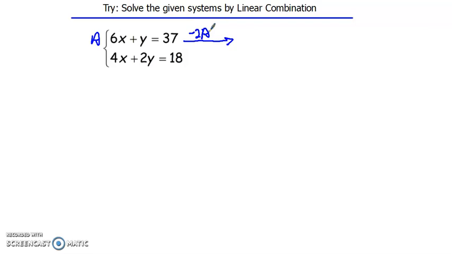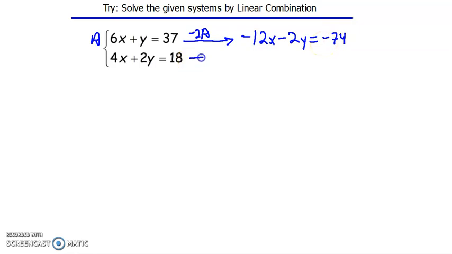So this is going to be a negative 6 times 2 is negative 12x. Negative 2 times 1 is negative 2y. And negative 2 times 37 would be negative 74 over on the other side of the equal sign, right? Don't forget your equal sign.